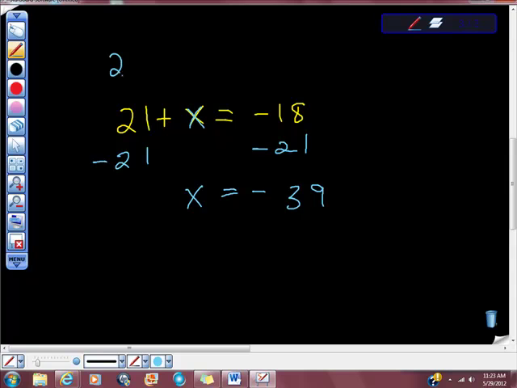And look at this, 21 minus, this is our substitution value, x and x. So we said x is 39, so 21 minus 39 is equal to negative 18, isn't it?